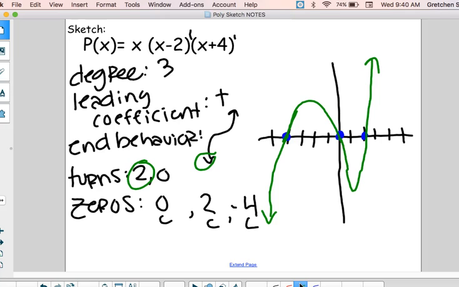The last final check is making sure your turns match up, because if your turns don't match up, you messed up somewhere. Why even is it? Because it's always take away 1 and then take away 2. Because it could be 2 or 0 turns.